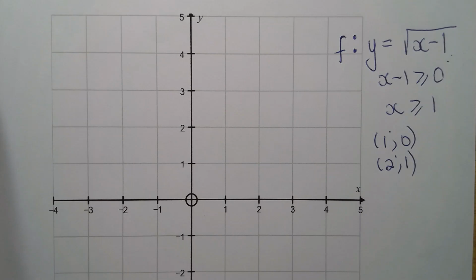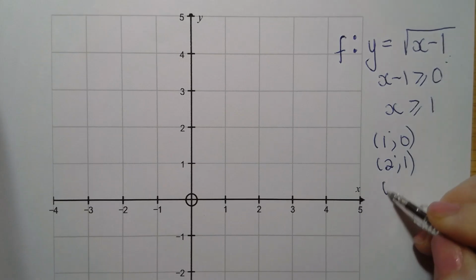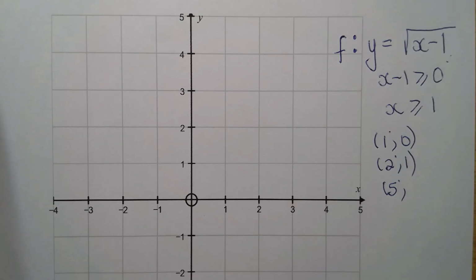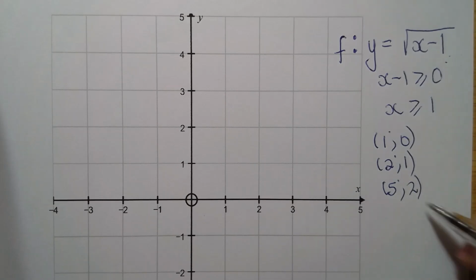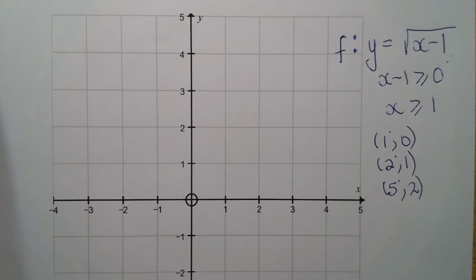Same for x equal to 4. The next nice value would be x equal to 5, and then it would be root 4, so it would be 2. Okay? And notice it's not plus or minus the root, it just says the positive root of x minus 1. Okay, let's have a look if I plot those points.